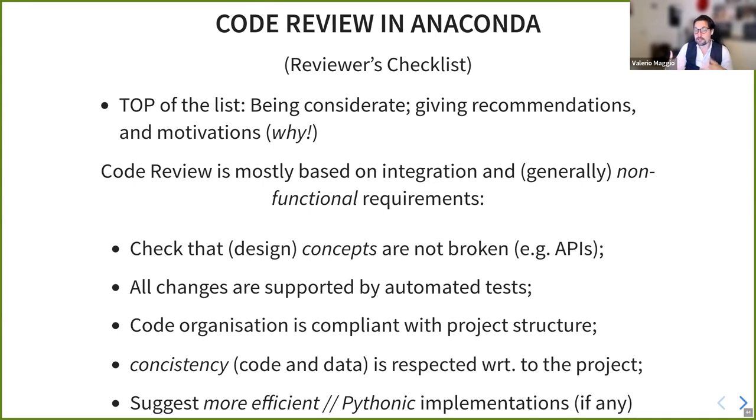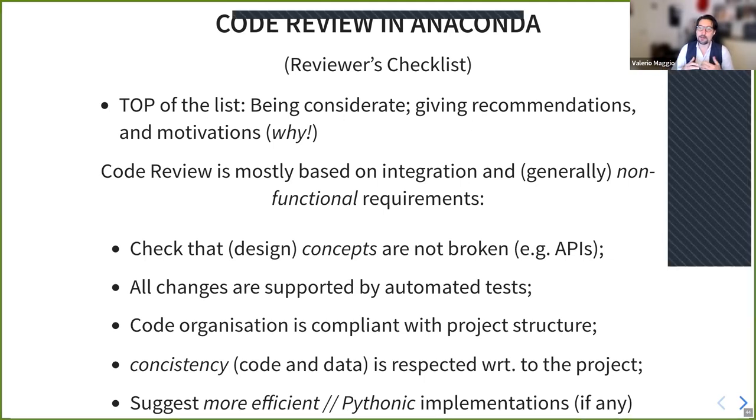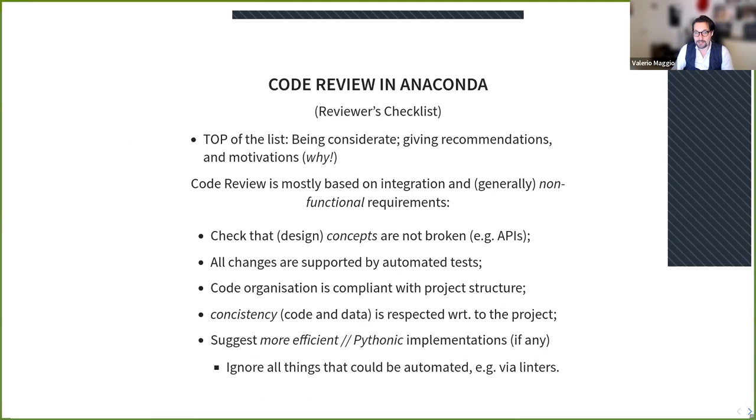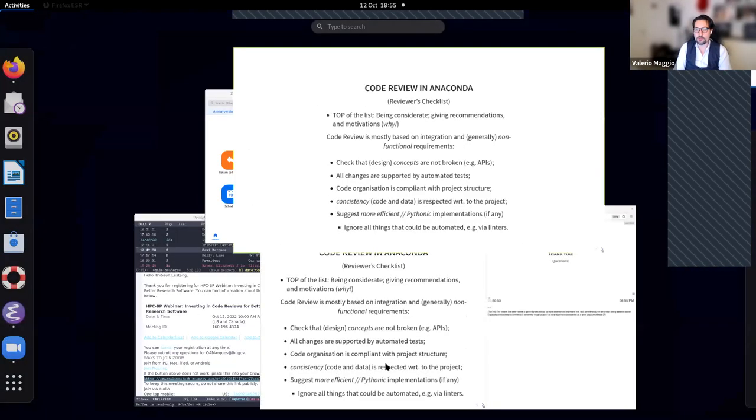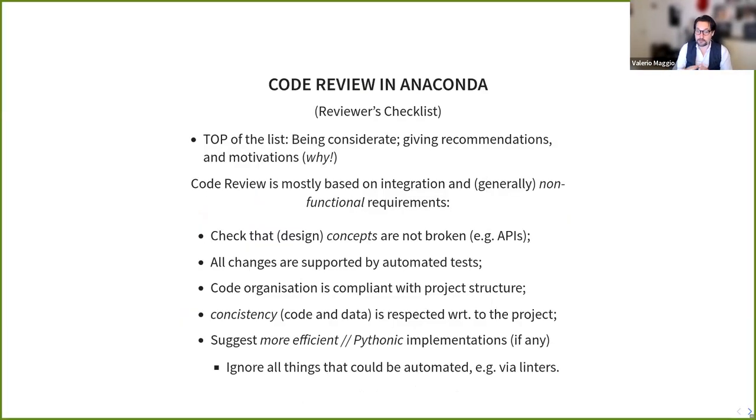Essentially, the checklist is very simple. First of all, check that the design concepts are not broken, in case, for example, we're talking about an API. All the changes are supported by automated tests. Code organization is compliant with the project structure, so for example, files and data are structured in the proper way, as is the convention of the specific software. There is consistency of code and data with respect to the whole project.